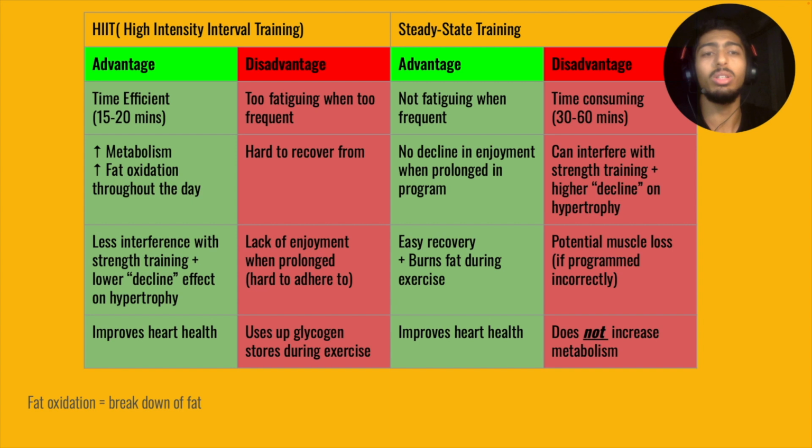Now, another thing that's a huge deal when it comes to steady state training is that it interferes with strength training. It really does, and it has a strong effect on hypertrophy if done too much and not programmed correctly as well. Now, there is also a potential of muscle loss because of this overlap with hypertrophy and its declining effects on hypertrophy. And unfortunately, steady state training does not increase your metabolism like high intensity interval training.